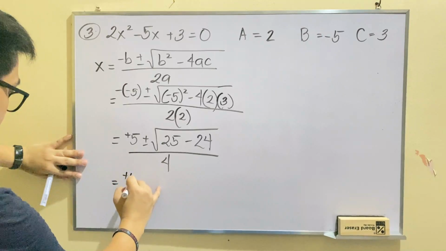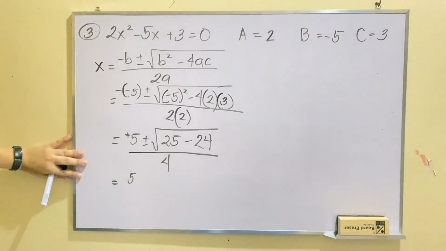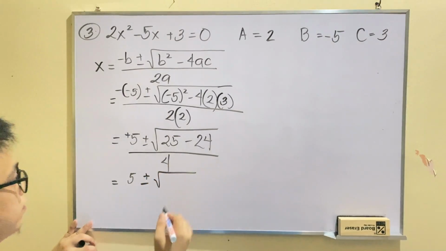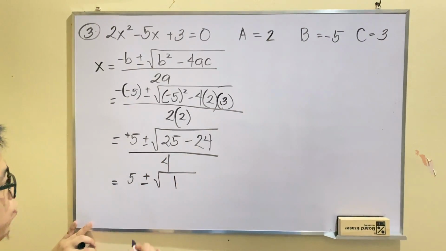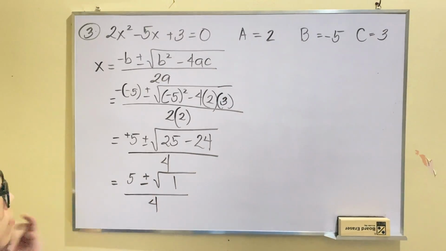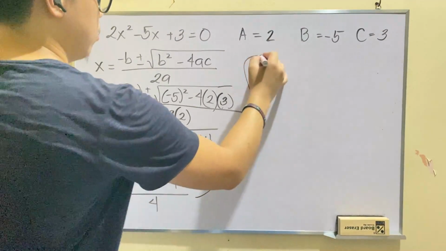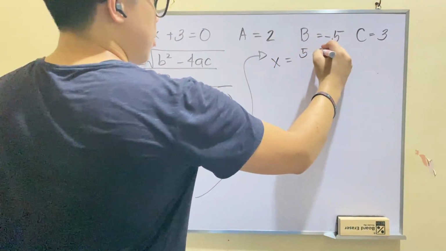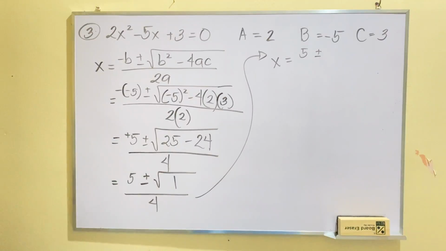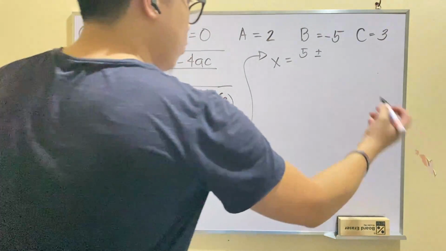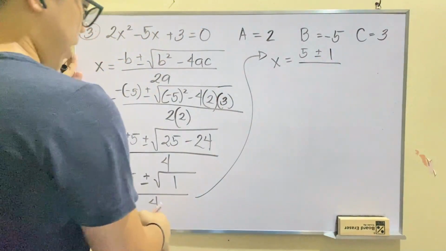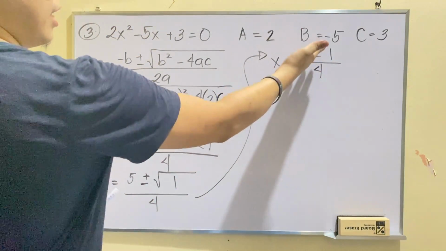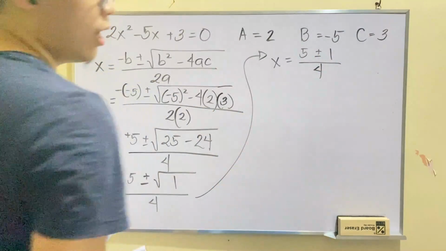So, simplify natin. Tanggalin natin si positive. So, pag 5 lang yan, ibig sabihin positive siya. Plus or minus square root of 25 minus 24 is 1 divided by 4. Sulatan natin dito ng mahabang ahas. So, x is equals to 5 plus or minus square root of 1. Anong square root ng 1? So, square root ng 1 is 1 divided by 4. So, meron na tayong x is equals to 5 plus or minus 1 divided by 4.